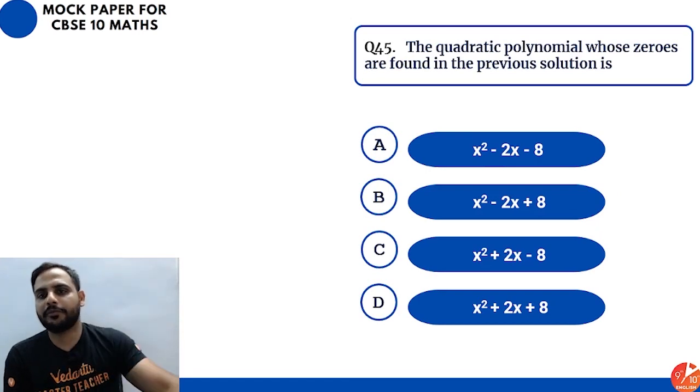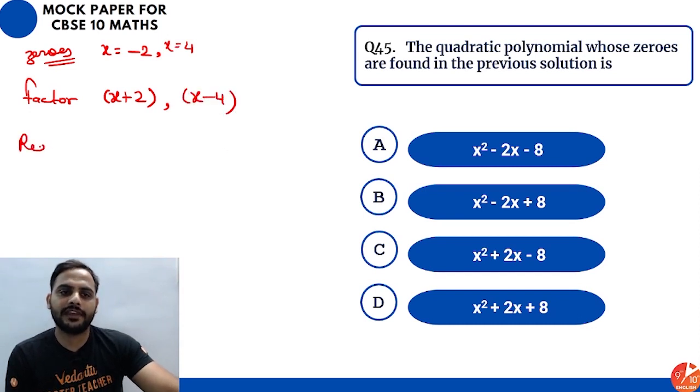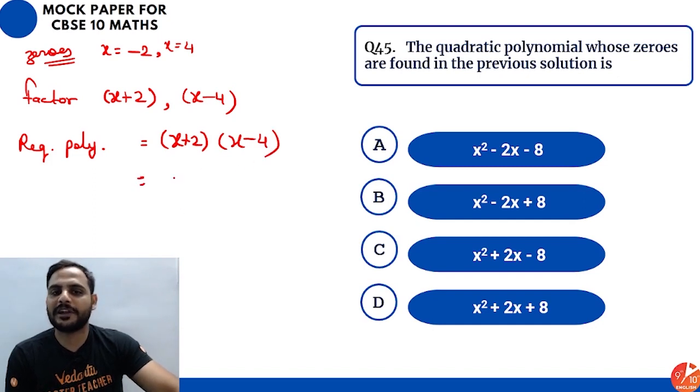The quadratic polynomial whose zeros are found in the previous solution. So zeros were -2 and 4. What will be the polynomial? Let's see, from zeros how do we get the factor? If x equal to -2 is a zero, shift -2 over there, we'll say x plus 2 is a factor. If x equal to 4 is a zero, x minus 4 is another factor. So my required polynomial will be (x plus 2) into (x minus 4). When you multiply this, you'll be getting x square minus 2x minus 8.